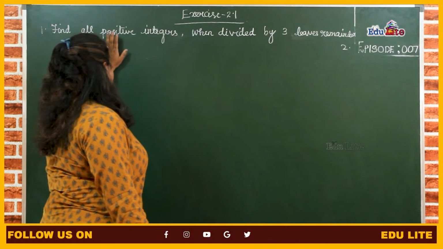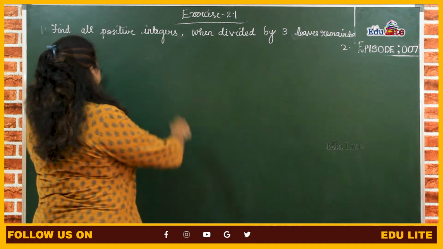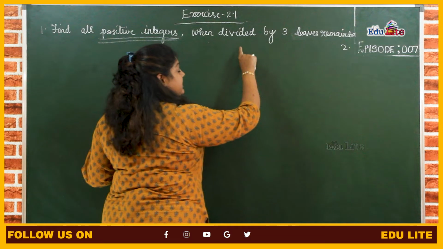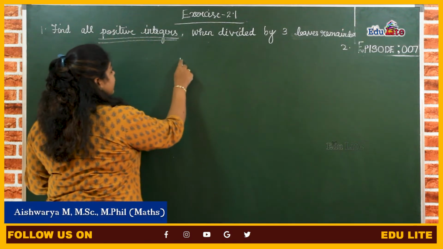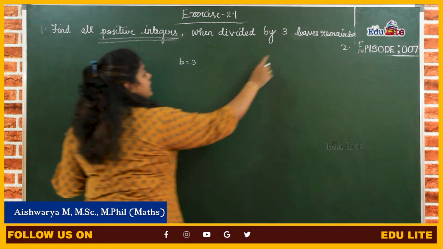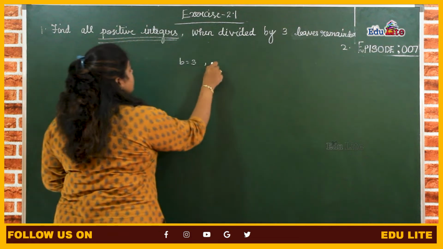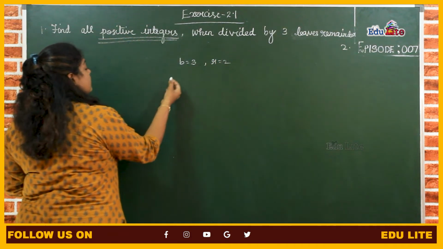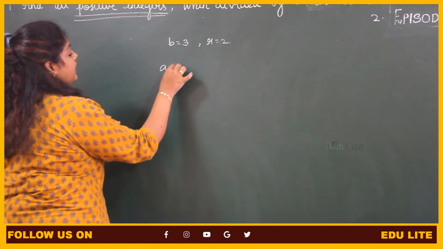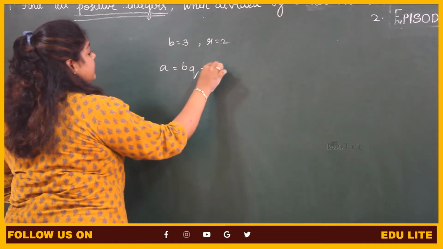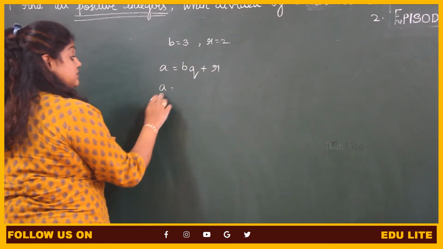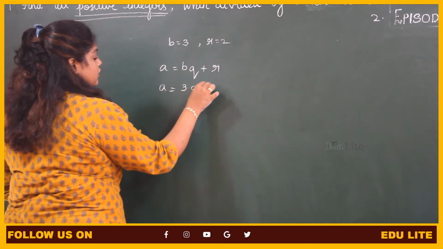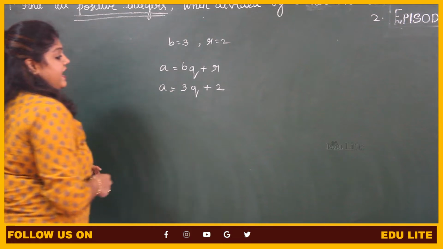In this exercise, we are going to start with the first problem. Find all positive integers which, when divided by 3, leave remainder 2. When divided by 3 means the b value is given as 3, and the r value is also given as 2. So we will consider Euclid's division lemma, a equals bq plus r. The a value is not known, which we are asked to find, b is 3, q is also not known, plus r is given as 2.